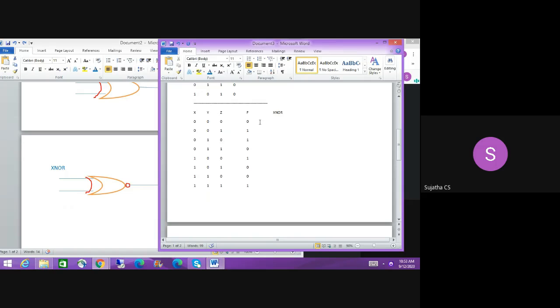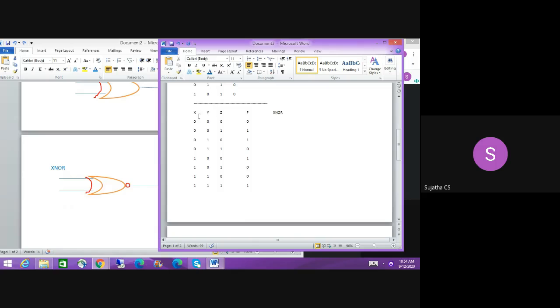Okay, so what will be the output? What is the combination? You will get the high value for the XOR gate when the combination of inputs becomes even, then you will get a high result, which means 1. Any combination of inputs that becomes odd, then you will get the low value.